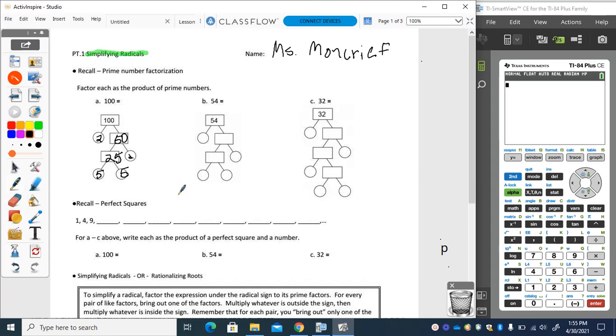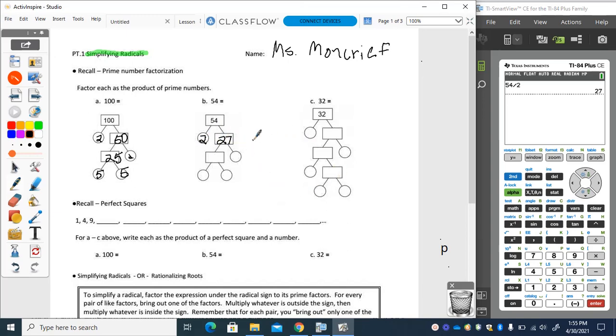Now let's look at 54. 54, it's even. So rule of thumb, if it's even, that means the first thing we can do is divide it by 2. 54 divided by 2, and what do we get? 27. So we got 2 and 27.